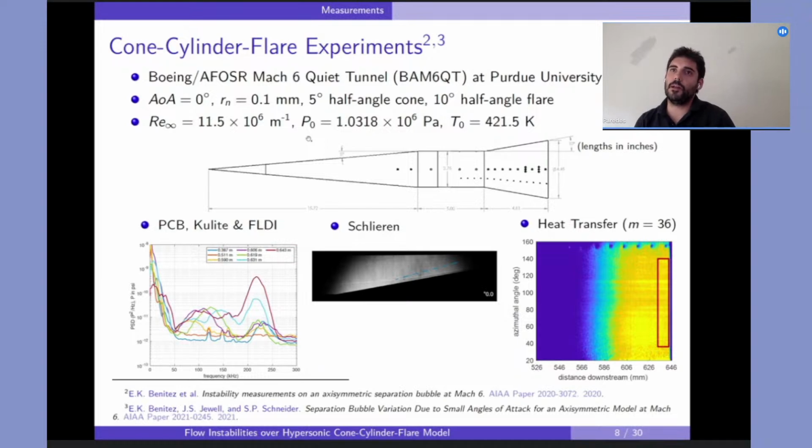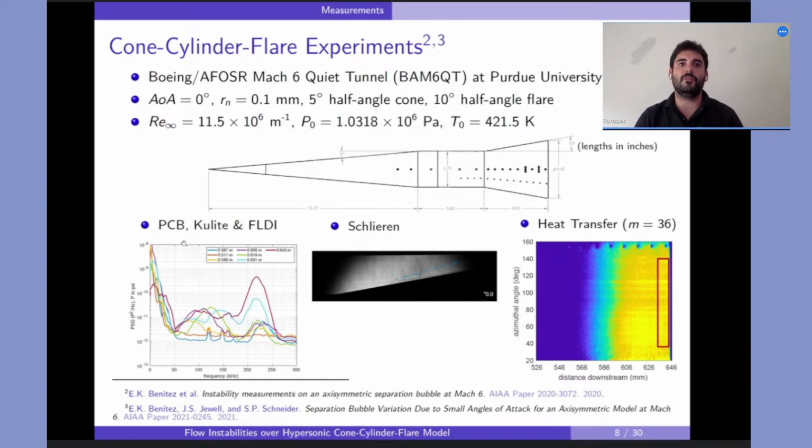So what they did in the experiment is they have several wall pressure sensors, all these points here on the model, and those are PCB and Kulite sensors. They also did FLDI measurements of the density profiles. So you try to do as much as you can to understand what's happening.